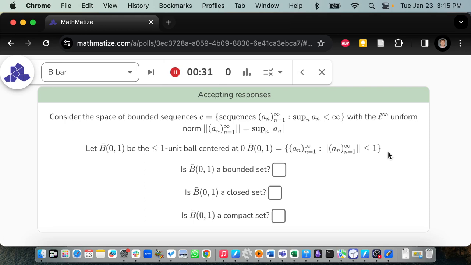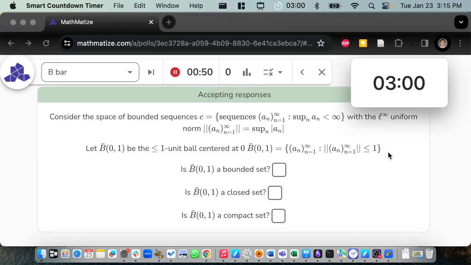So the question: is it a bounded set? Is it a closed set? Is it a compact set? You have yes or no for each one, and I'll let you think a little about these. Some of them are quite easy, and then they get a little more complicated. But this is the kind of thing you can think of an example for. Okay, I'll give you 2 minutes to think. Or potentially longer. Let's do 3 minutes.